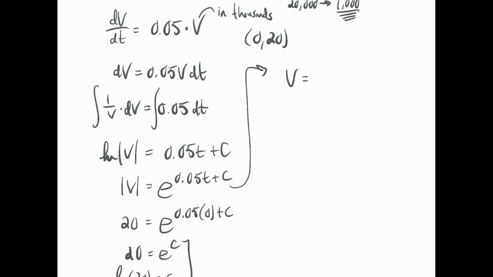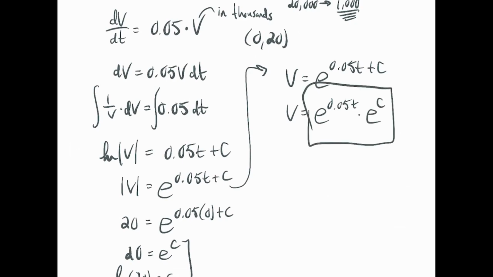So this is going to be v equals e to the 0.05t plus c power. I'm going to do what we did in the earlier example with a logarithm, and write this as e to the 0.05t power times e to the c. I'm separating the two exponents because when you have a product of two exponentials with the same base, you add the exponents together. But you can also separate: if you have a sum in the exponent, you can separate it into two bases.